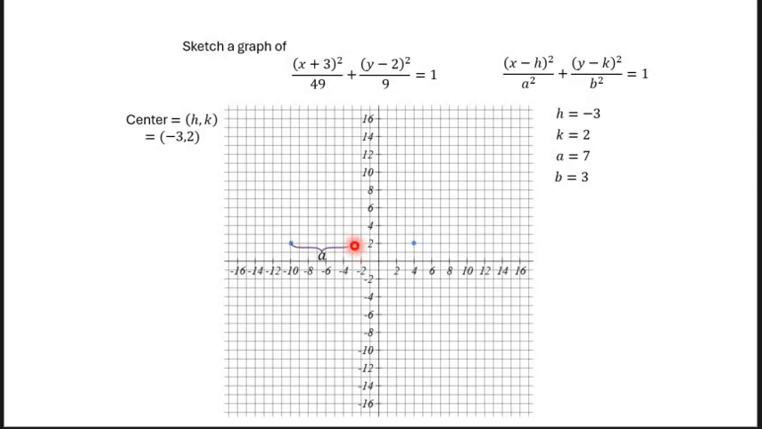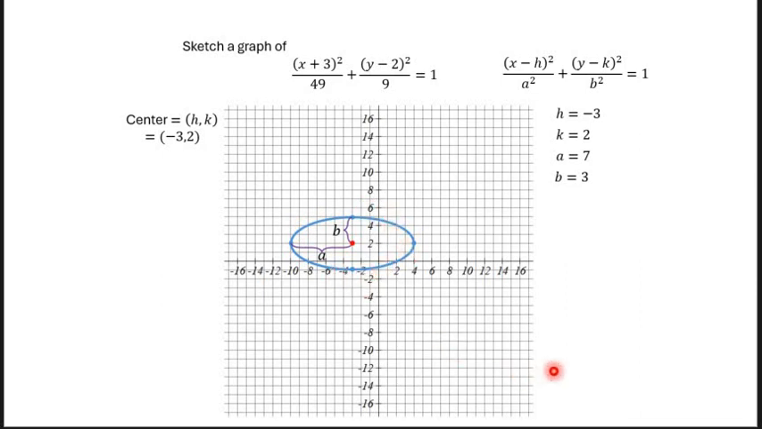So from the center, I need to go in a perpendicular direction. I just went left and right to get to the vertices. And now I need to go up and down 3 units to get to the co-vertices. So I make a point 3 units up, because b is equal to 3, and a point 3 units down from the center. 1, 2, 3. And those are the vertices and co-vertices of the ellipse. So if I just connect those dots, that is the shape of my ellipse.